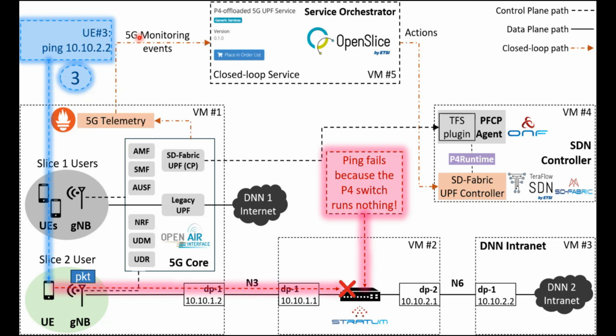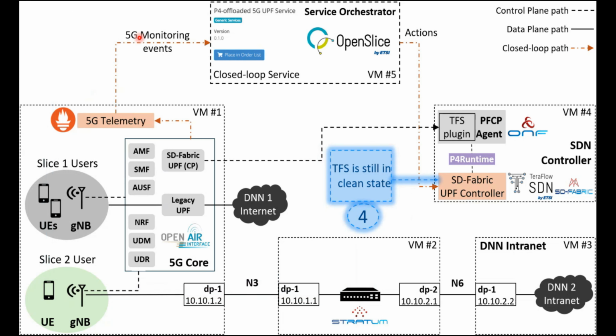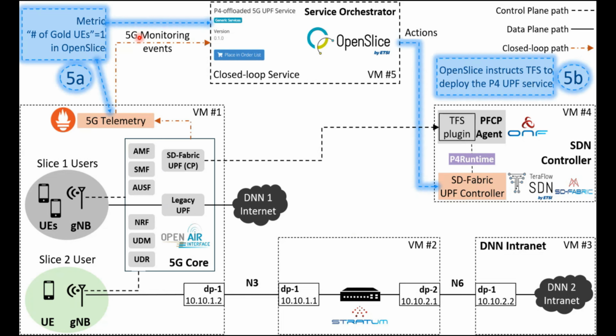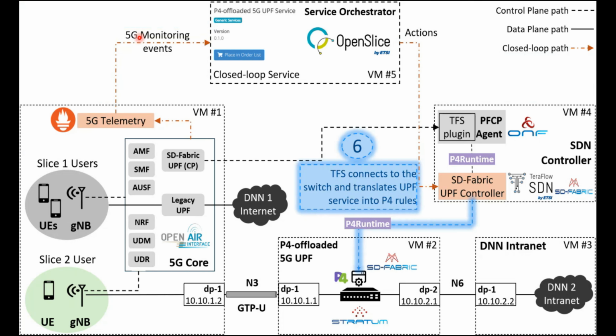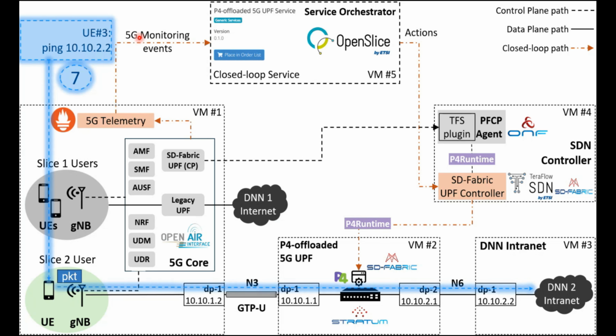Then we unfreeze the time and let OpenSlice pick up the update. The number of gold UEs now becomes 1. This is the trigger for OpenSlice to provision the P4 UPF. It indeed happens via TFS. Now the switch has the right program and the right set of rules to realize the UPF. And when we resume back to the console, we see that the ping now is working.